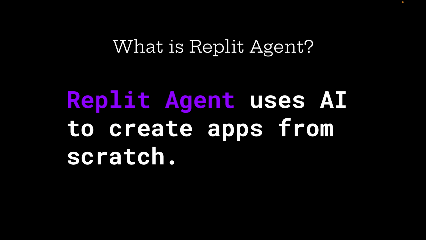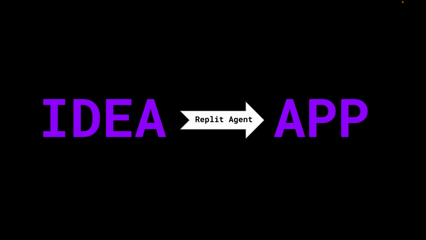What is Replit Agent? Replit Agent uses AI to create apps from scratch. It's that simple, and we can use it to make many applications. It's used to make many high-level and high-end websites in today's world. If you have any idea that you want to build and convert to an app, Replit AI Agent can do that for you in minutes. It works perfectly and seamlessly.